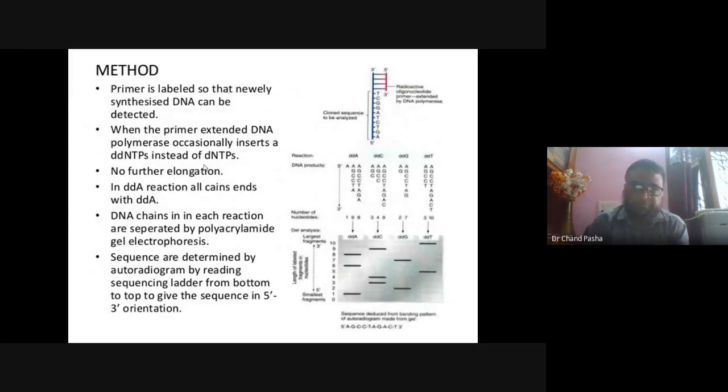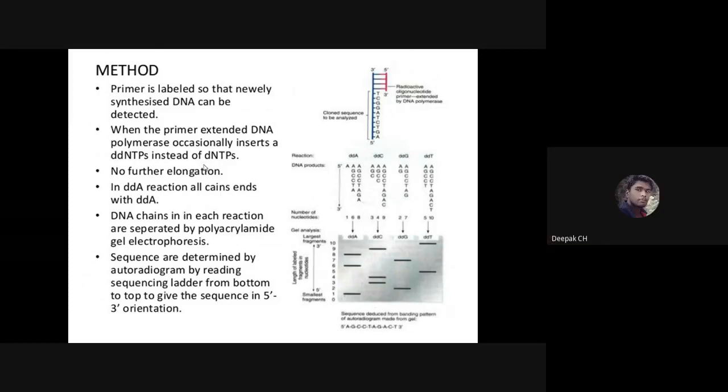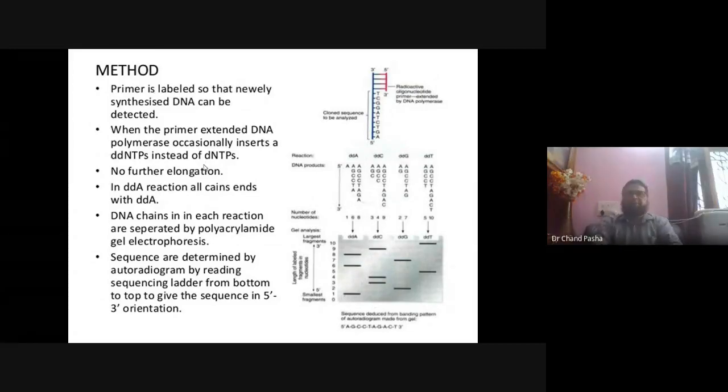This is sequencing of bacteria. Have you heard about Sanger's method, the dideoxy method? No, sir. Okay. Here 4 types of bases are there: adenine, guanine, thymine, cytosine.